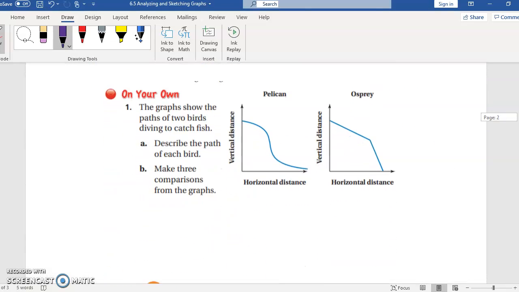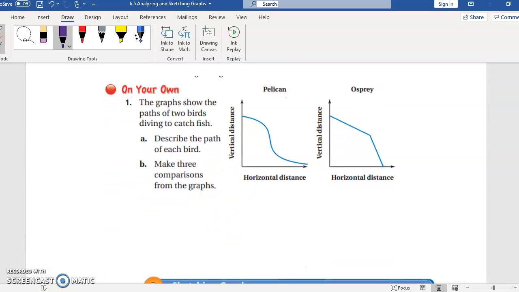So we're going to go ahead and do one on your own. If you want to try it on your own first, you can stop the video. Or if you want to do this one together, we can do it together. The graphs show the paths of two birds diving to catch fish. A, describe the path of each bird.